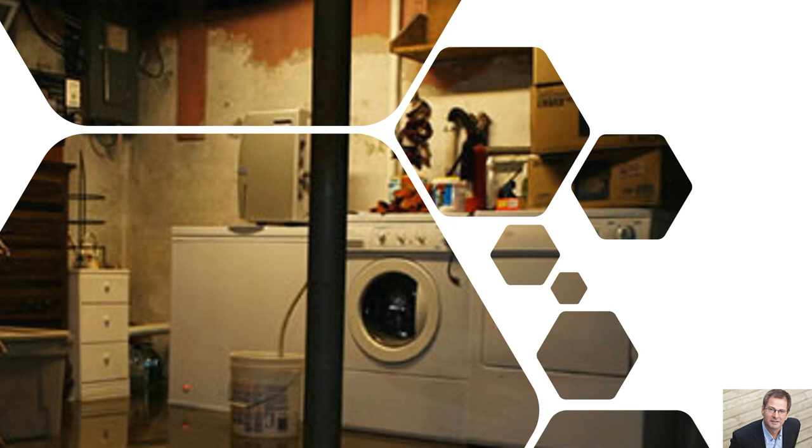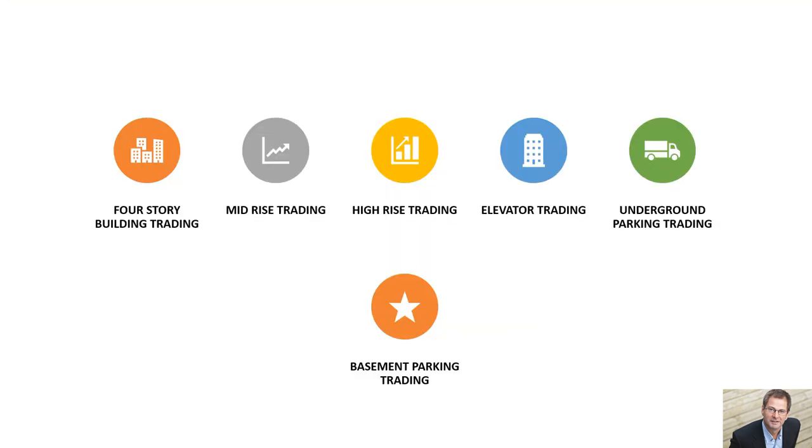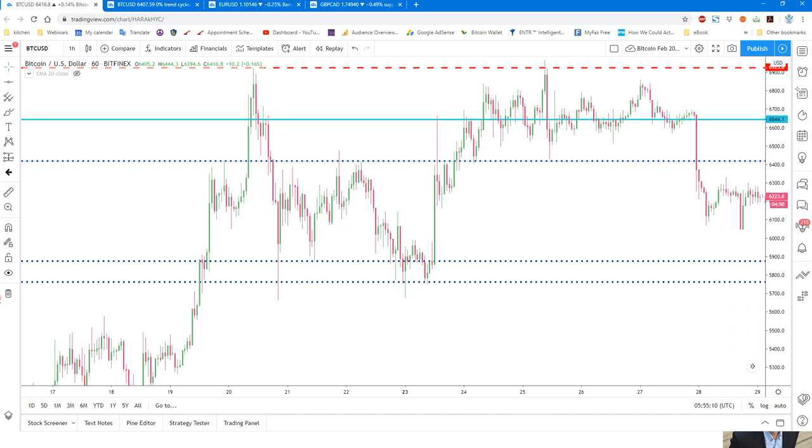You could fall all the way down into the parking lot, or you could make it to the laundry room. So we have four-story building trading, we have mid-rise trading, we have high-rise trading, elevator trading, underground parking trading, and basement parking trading. Okay, so imagine that. Let's look at a chart real fast. I'm going to take you over some live charts. Now, what are we looking at here? We're looking at the Bitcoin live chart, and what are we seeing?